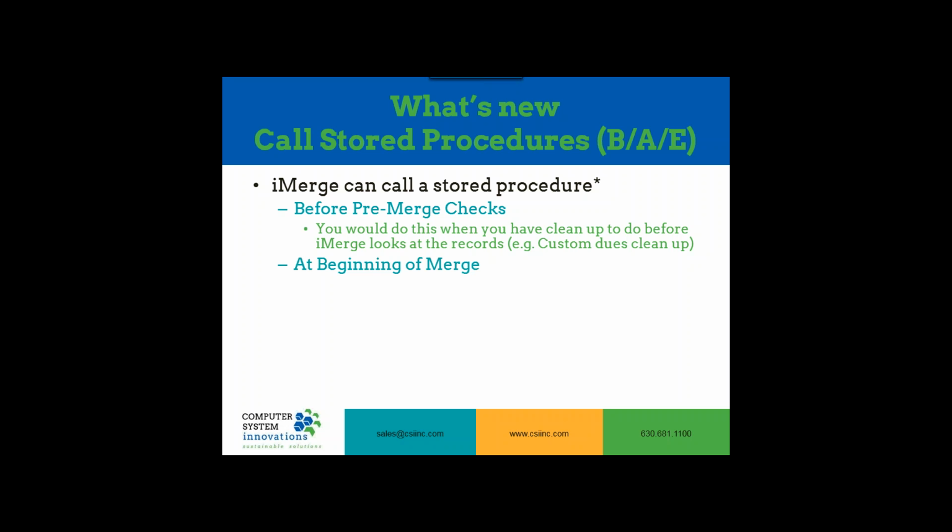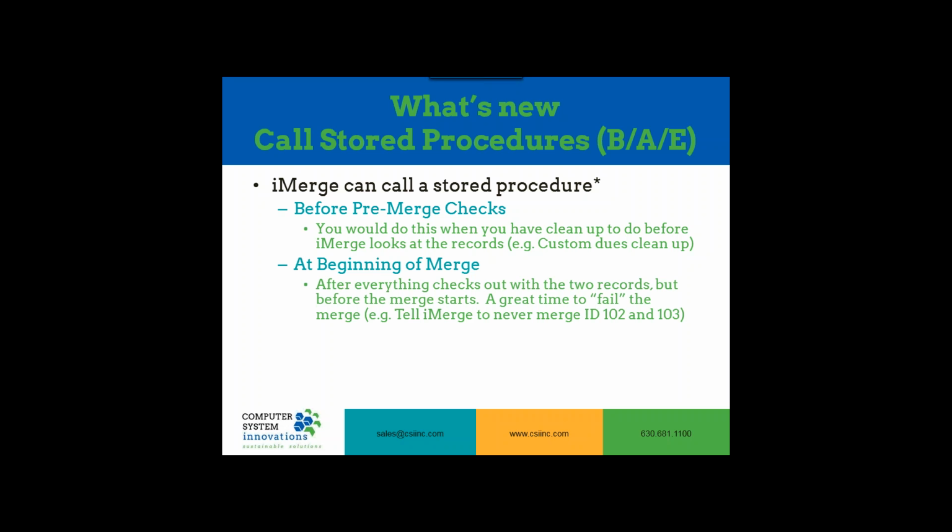The next time you can call a stored procedure is at the beginning of the merge. That means everything checks out with the two records, and we're about to start the merge, but we want to make sure the end user isn't doing something they shouldn't do. Customers use this. They load up their board, they load up their executive committee, and they make sure that iMerge fails if you're trying to touch one of those records. It's a great way that we call it to fail iMerge. Never merge ID 102 and 103. So you can put rules in there that say this record should never be touched. You're telling iMerge, don't touch this record.